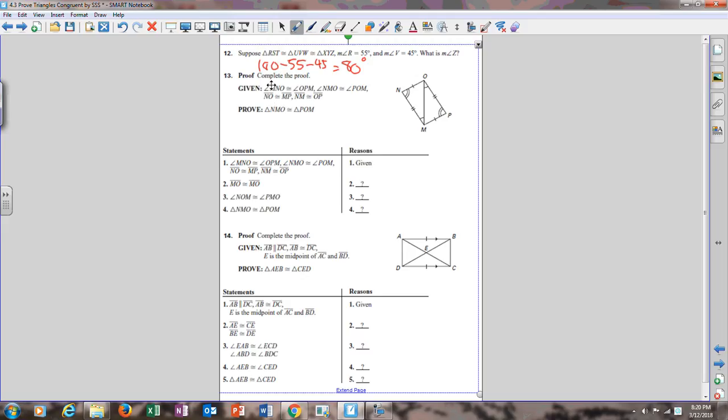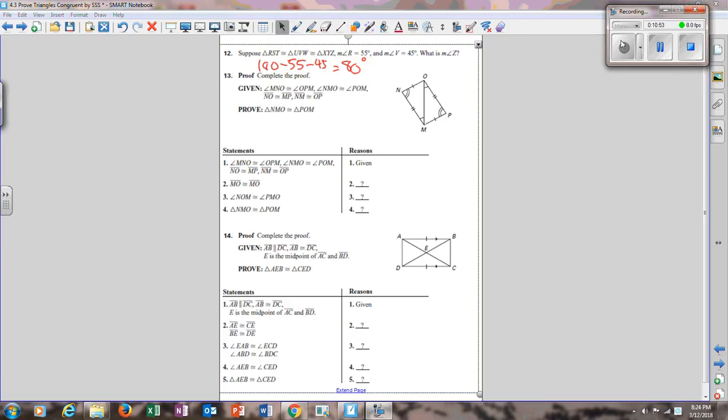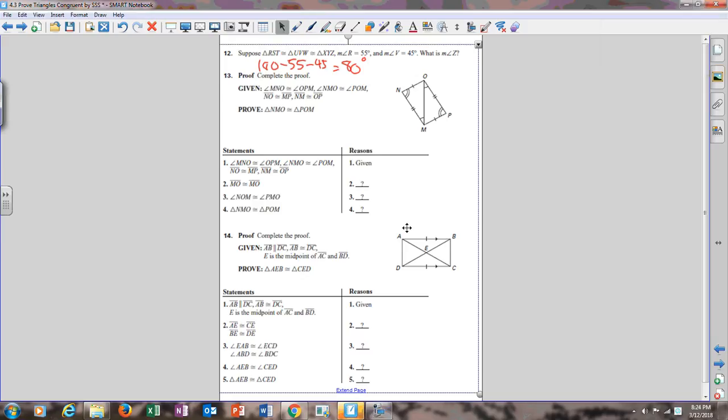Complete the proof. Angle MNO is congruent to angle OPM, angle NMO, okay, so because we know everything that's given here, MO is congruent to ML. If it's two things congruent to themselves, and it's the same thing, it's always the reflexive property. It doesn't even matter what we're talking about. It's got to be the reflexive property.